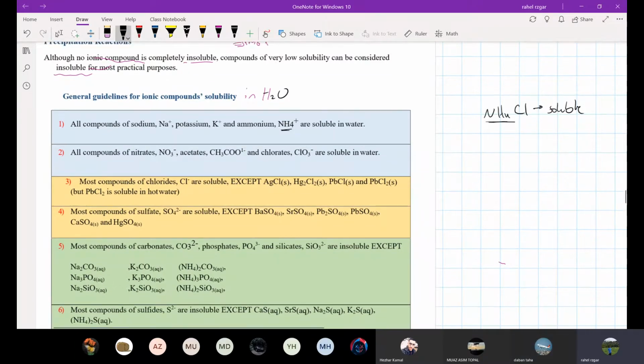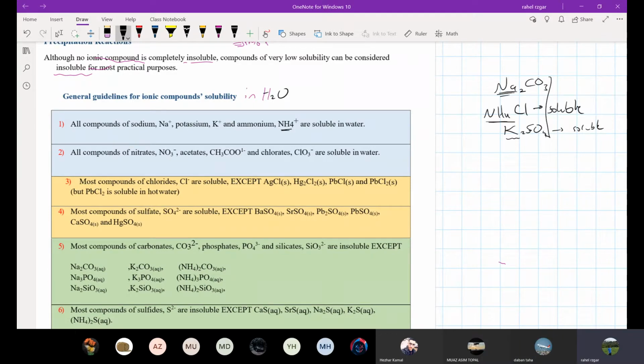Or let's say you have K2SO4. Without anything, since it contains K, it is soluble. What else? Another substance, for example, Na2CO3. Directly, you don't look at the other stuff. As long as you see Na, it is soluble. All right.